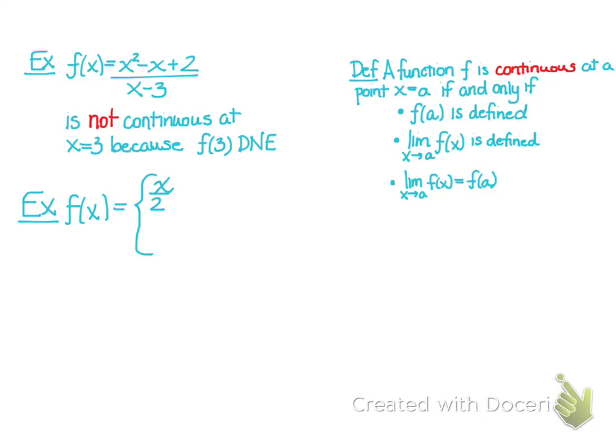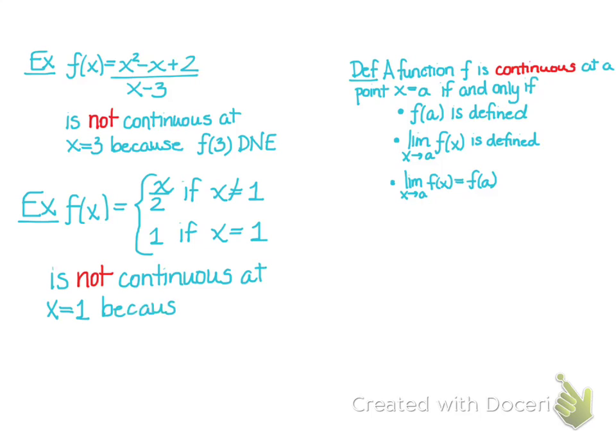Looking at another example, let's look at f of x equals x over 2 if x is not equal to 1, and 1 if x is equal to 1. This function is not continuous at x equals 1 because the limit as x goes to 1 of f of x is 1/2. Remember, with limits, we don't care what happens at the point x equals 1, just what happens close to it, so we're going to use the function x over 2. But f of 1 equals 1, so notice that we've failed the third condition for continuity, that the limit as x goes to a of f of x needs to equal f of a.